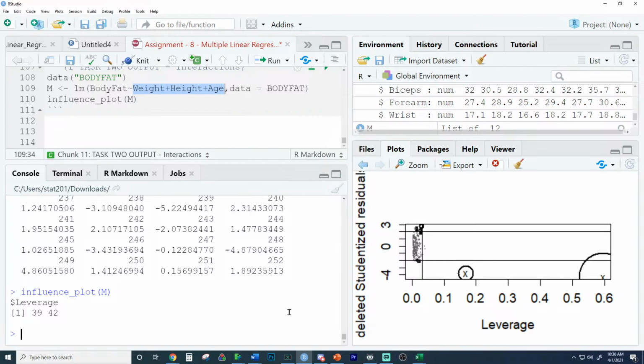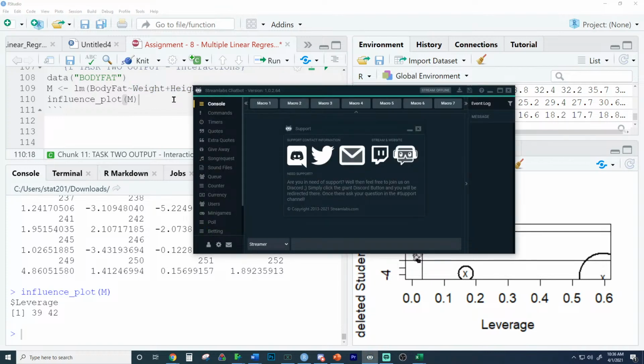Don't crash the whole stream on us like that. Don't you do that. So we have the points right here. You can actually get the points.